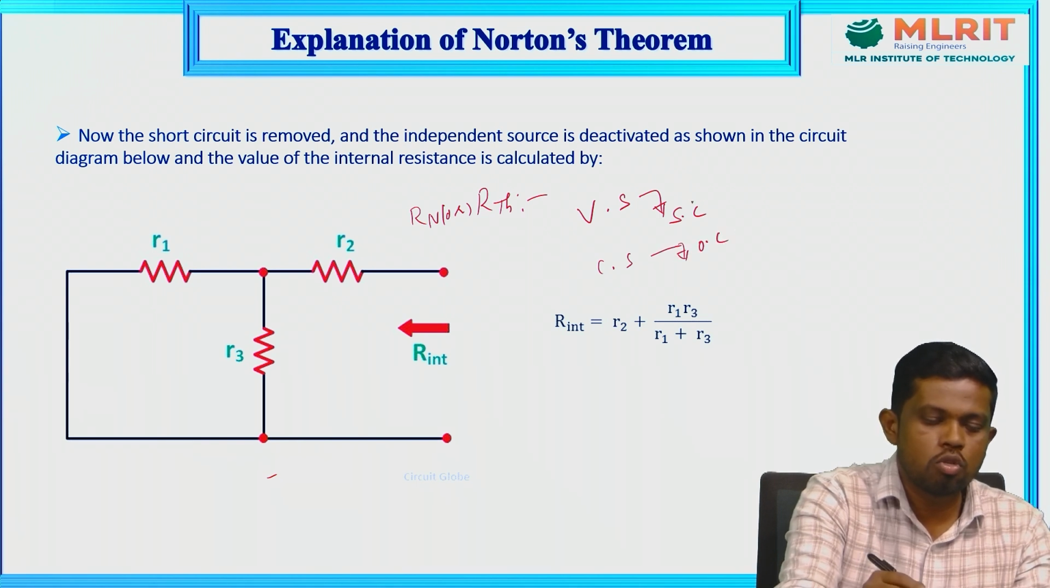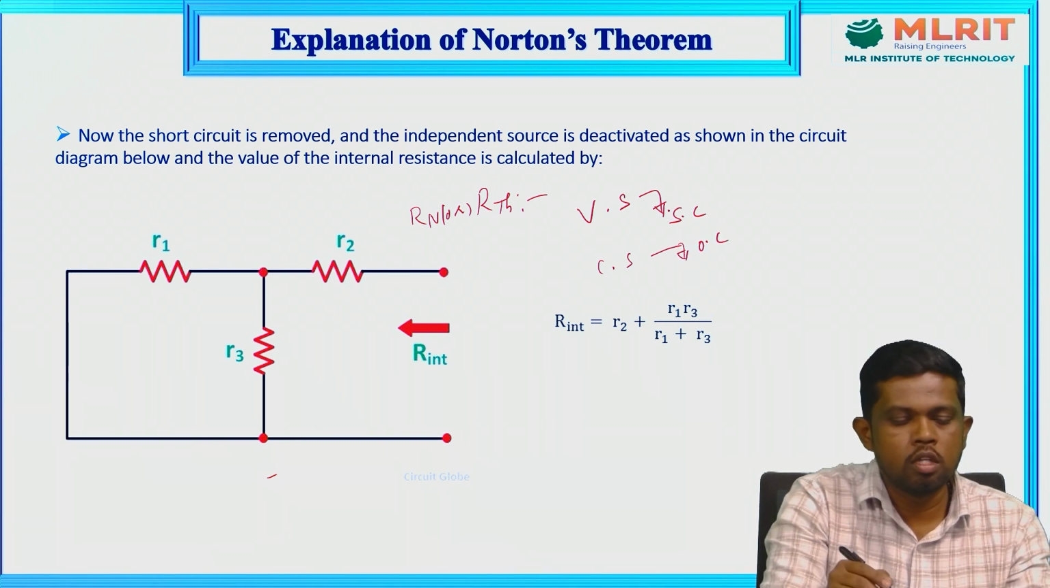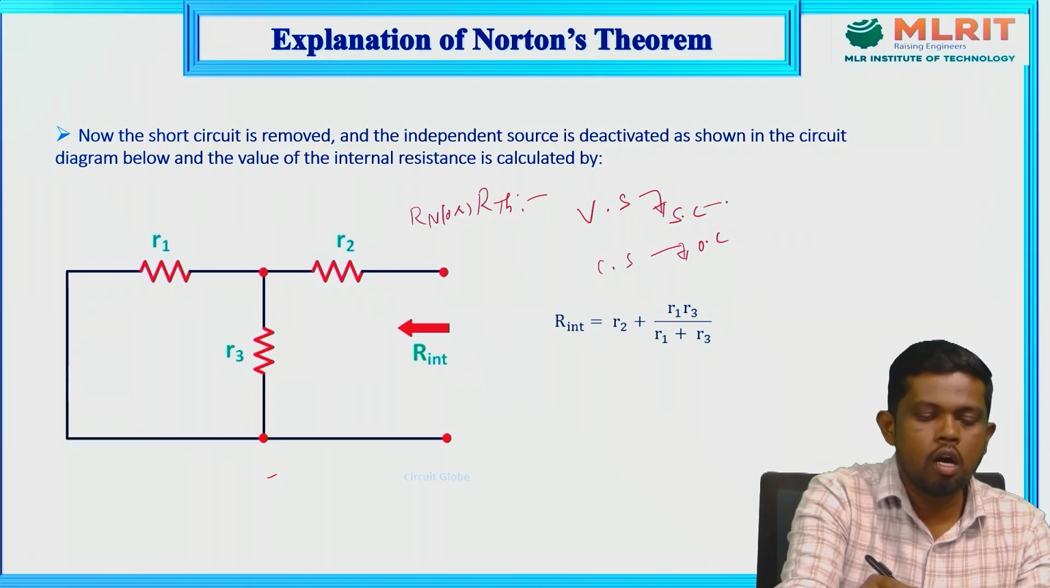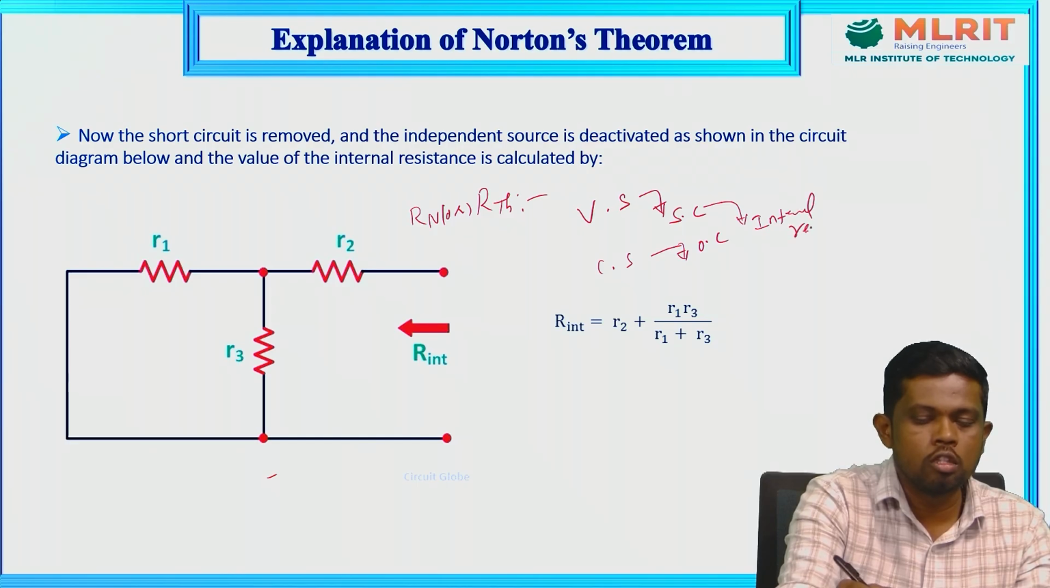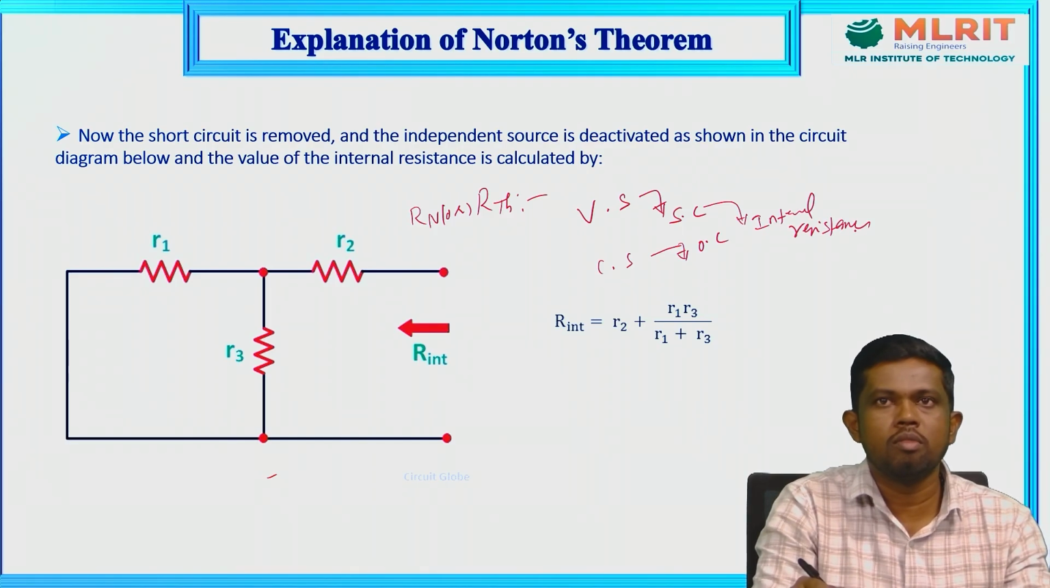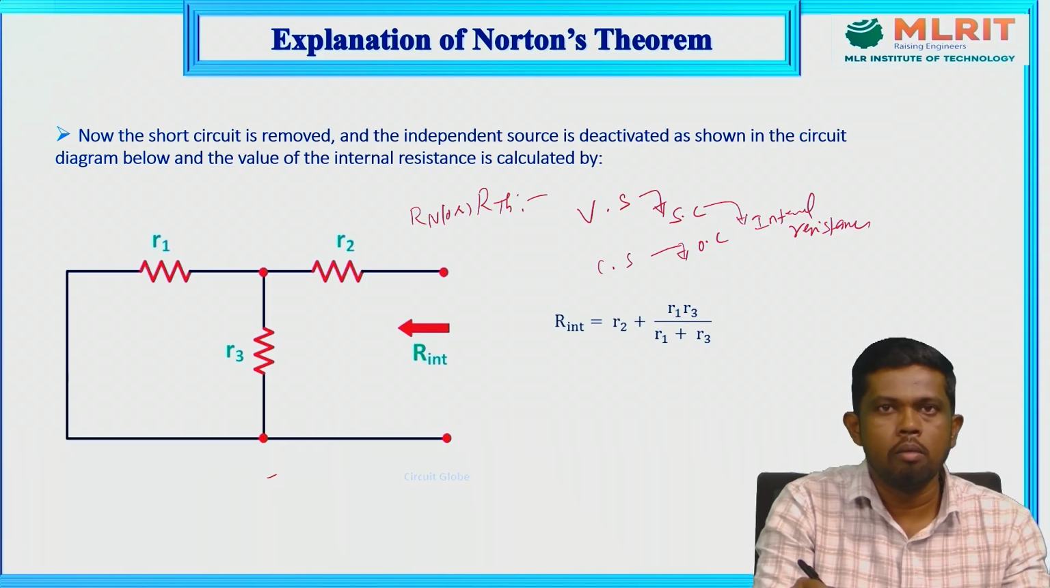Actually, it's not the procedure. If there is a voltage source present in the network, we can simply deactivate it and replace it by its internal resistance. An ideal voltage source doesn't have any internal resistance, that's why we can simply replace it, the open terminals, by a short circuit.